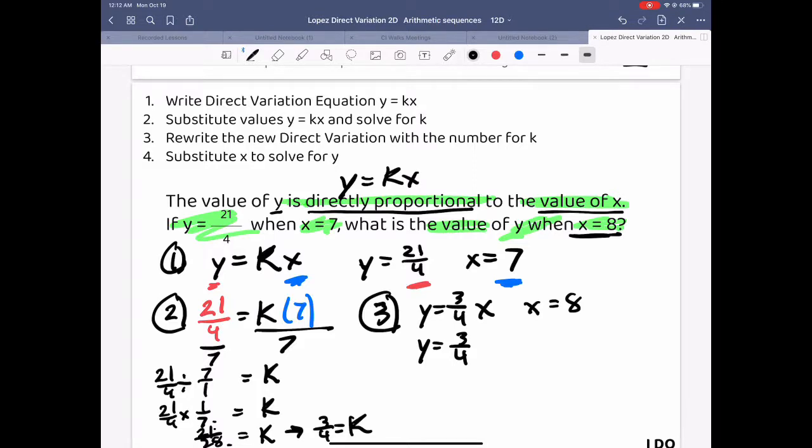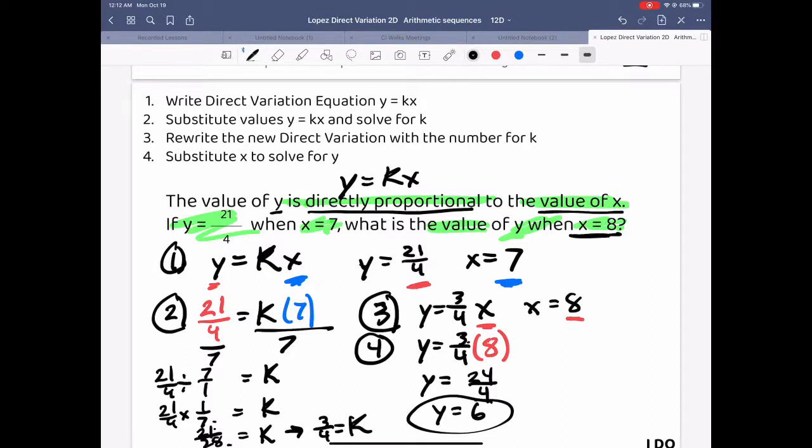So since I know what my x is, I'm going to go ahead and substitute it. y is equal to 3 times 8 gives me 24 divided by 4, which is equal to 6.